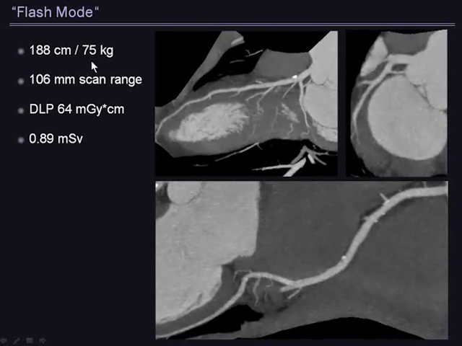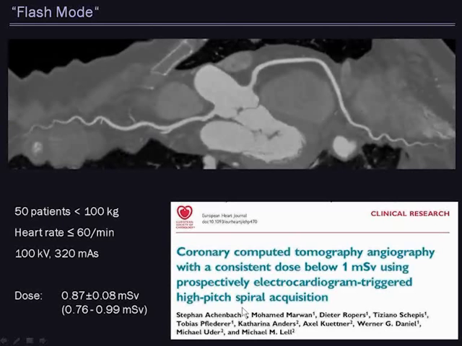Here's another example. 75 kilogram patient, 0.89 millisieverts for visualization of the coronary arteries, in this case with the flash mode.